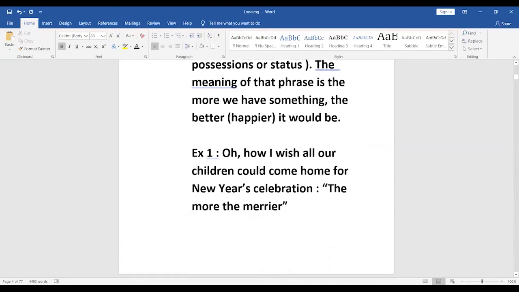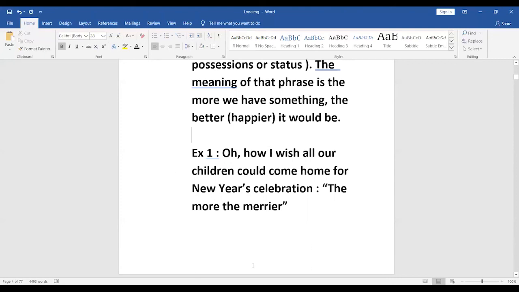So example one, someone is wishing, oh, how I wish our children could come home for New Year's celebration. The more, the merrier, which means some parent is wanting their children to come home for New Year's celebration, because generally in the Western world, if they are above 16, 17, they go away, they live separately, they earn their own living, they work hard and save, they pay their own school fees and all. So the parents eagerly wait for children to come for Christmas or New Year, for some get together.